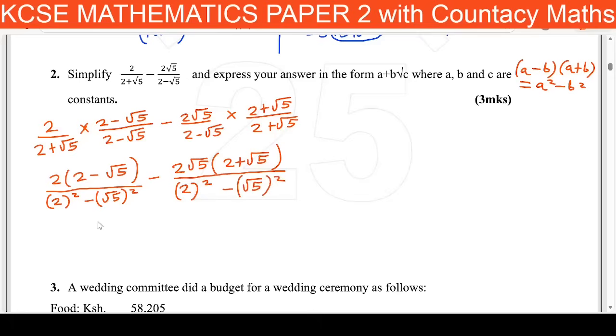Let's go ahead. And this is a part where you're really supposed to be very careful as you handle, because you can easily make a mistake as you open up this bracket. So we have 2 multiplied by 2, that is 4. We have minus 2 multiplied by root 5, that is 2 root 5.